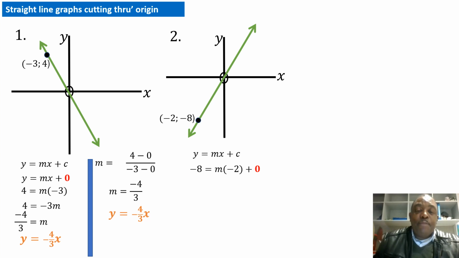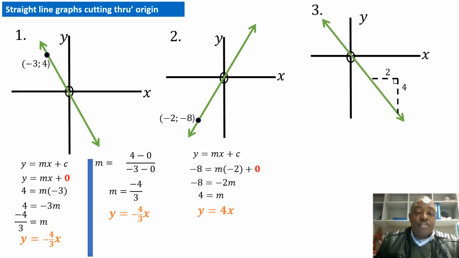A lot of people tend to make a mistake there of substituting the x where there's y. You can't do that. You need to make sure that your x goes where x is supposed to be and y where y is supposed to be. Solve that equation. m is equal to 4. Write your equation. y equals 4x. And you're done.